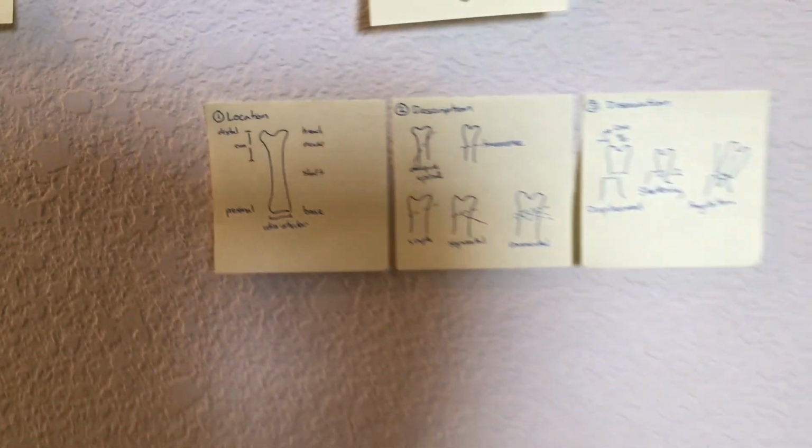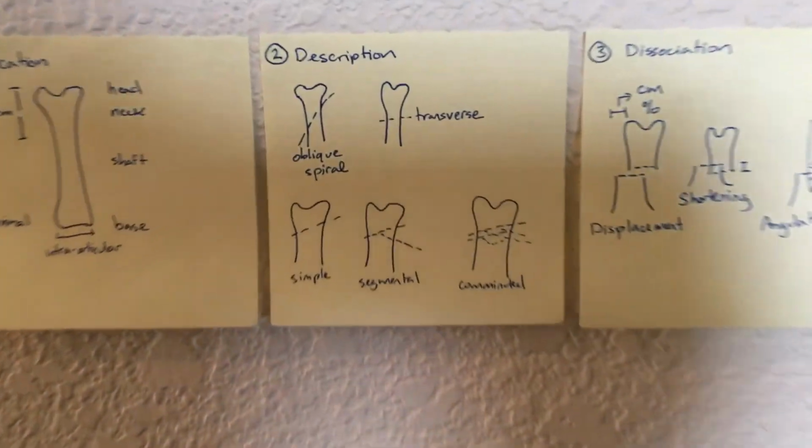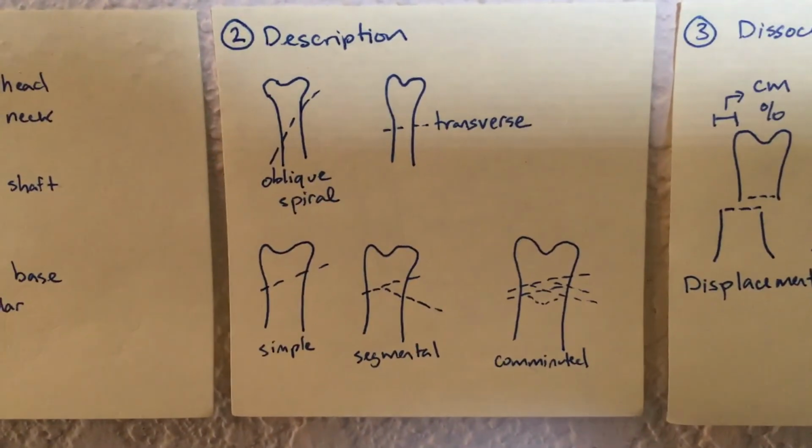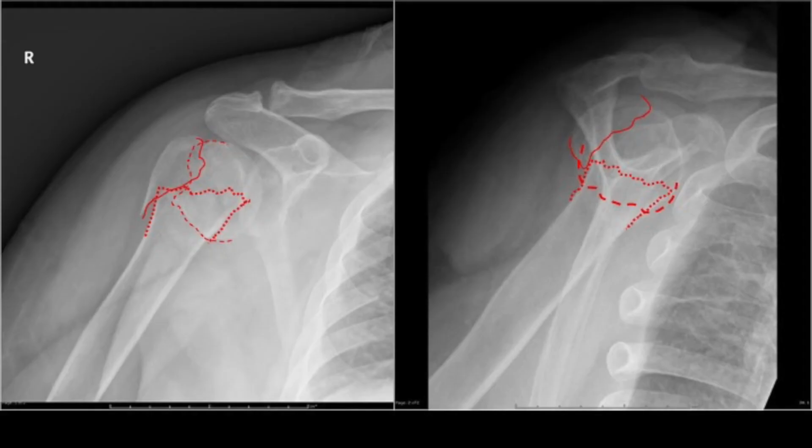Once you've communicated the location of the fracture, you then must describe the fracture. Is it oblique? Is it spiral? Is it transverse? And how many chunklets is that fracture making? Is it a simple fracture with only 2 chunks? Segmental with 3 chunks? Or is this bone shattered? Are we dealing with a comminuted fracture? For example, this proximal humerus fracture is a transverse fracture with segmentation of the greater tuberosity.